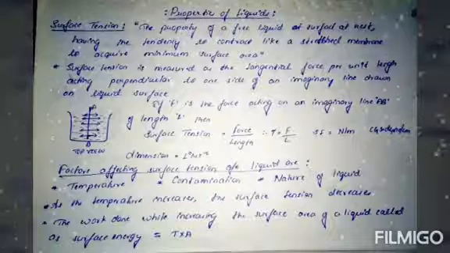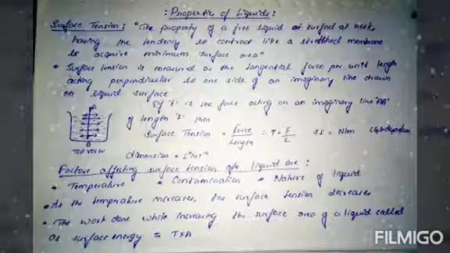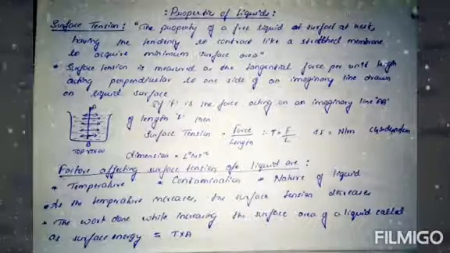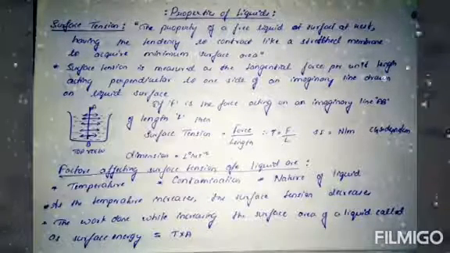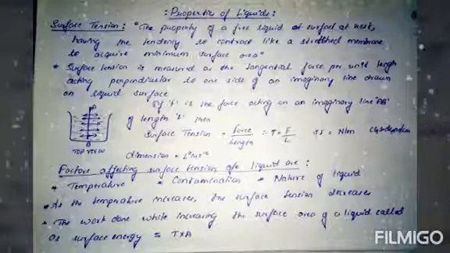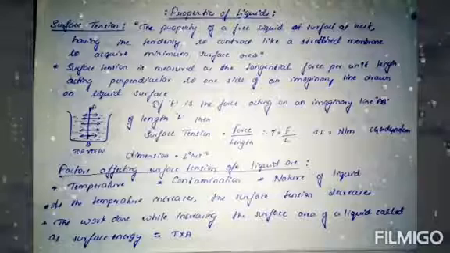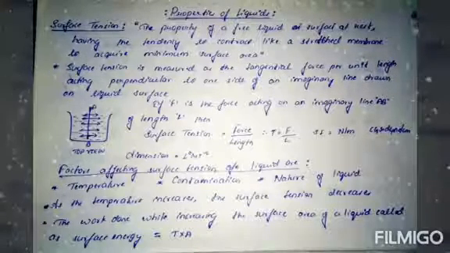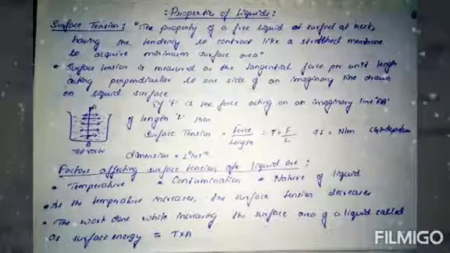Then on what factors does the surface tension of a liquid depend? First one is temperature, second one contamination, third one nature of the liquid, and fourth, as the temperature increases the surface tension decreases. The work done while increasing the surface area of a liquid is called surface energy, and surface energy is calculated by the product of T and A, where T is the surface tension and A is the surface area.